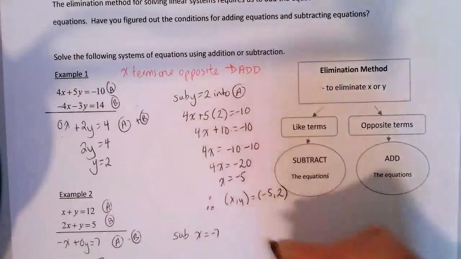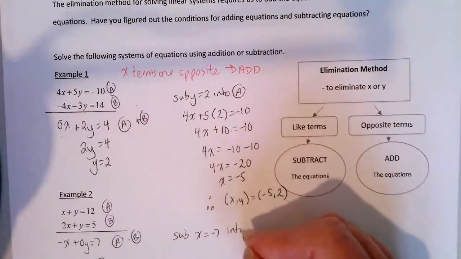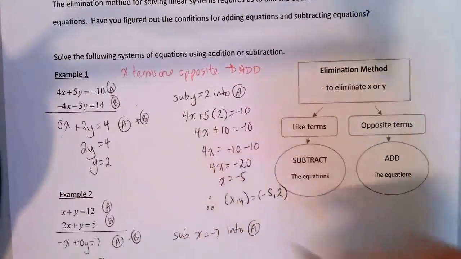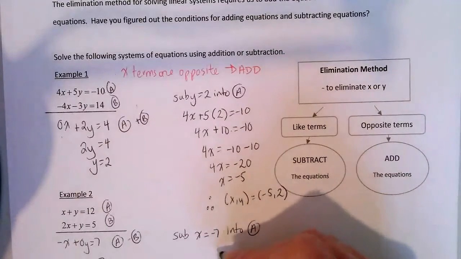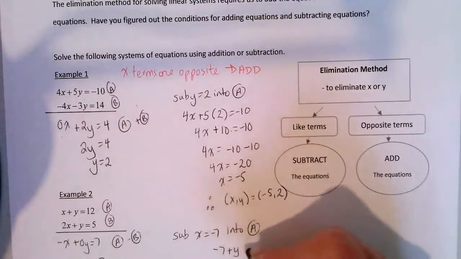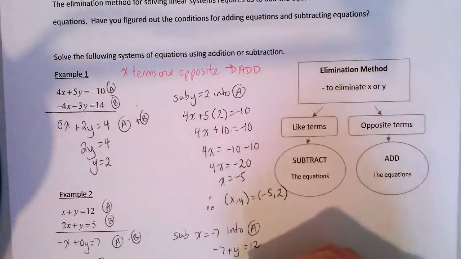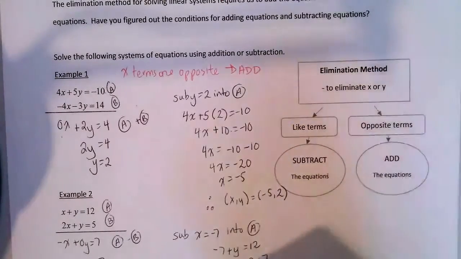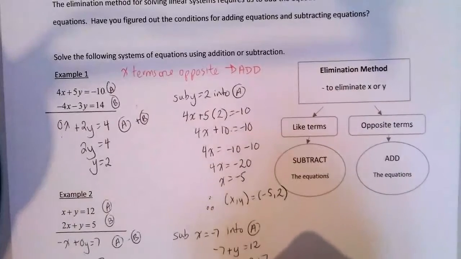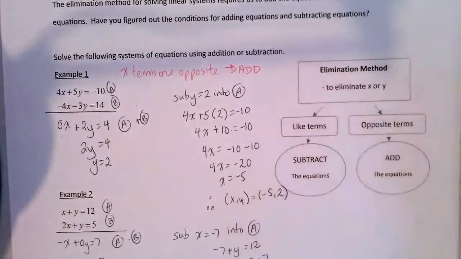Substitute x equals negative 7 into, I'm going to choose A again. So we're going to have negative 7 plus y equals 12. y will equal 12 plus 7, so y equals 19. So our solution is going to be the ordered pair negative 7 and 19.